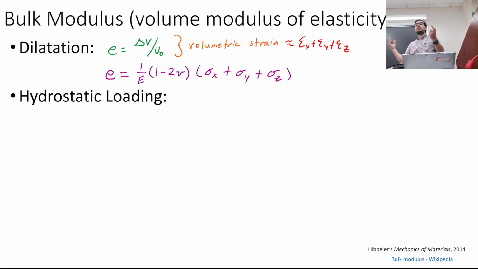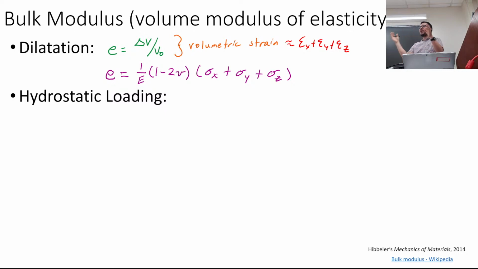Has anyone heard of hydrostatic loading? What is hydrostatic loading? What does it make you think of? You're thinking. I see the wheels turning there. Well, hydro, so like water? Yeah, right. So hydro, water. What happens if you drop a rock or a cube into water, Jason? The water ripples. Good. So that's a dynamics problem.